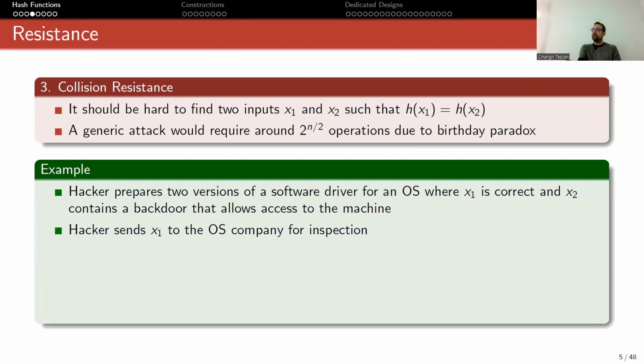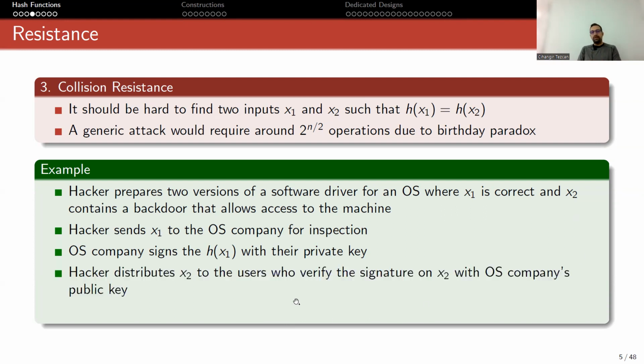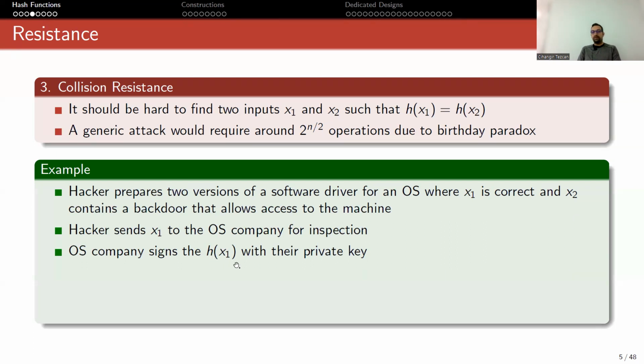So for instance, if it is a Windows driver, you send it to Microsoft. Microsoft checks for viruses, and if there isn't any, Microsoft signs H of X1, because X1 might be really huge, right? Maybe it's a 1 gigabyte driver. So instead of signing a 1 gigabyte document, they sign the hash of it, which is really small. So whenever you want to install this driver, your operating system checks the signature and the hash of this file and says, okay, this is a secure file because the operating system company already signed it.